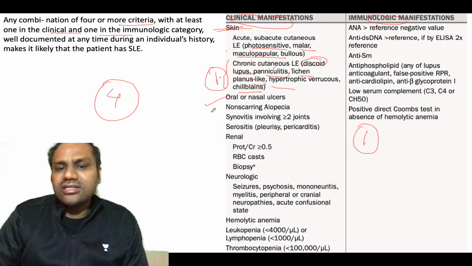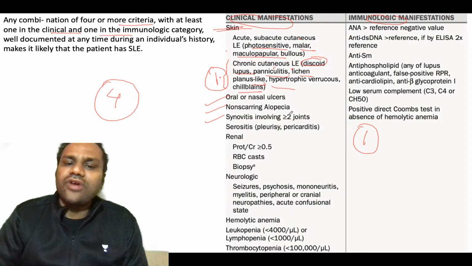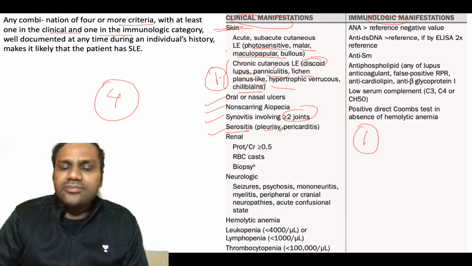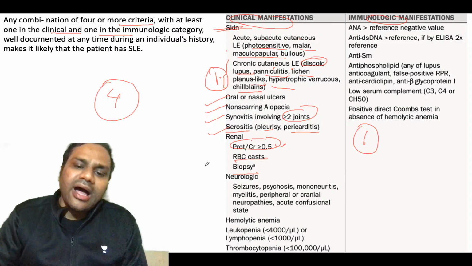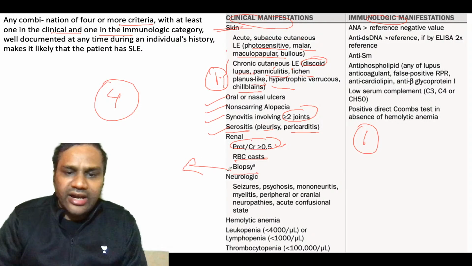You have oral and nasal ulcers, non-scarring alopecia. Synovitis is present in greater than 2 joints. Serositis is present: pleurisy and pericarditis. In renal, protein to creatinine ratio is greater than 0.5. You have RBC casts, and you can also do biopsies. In biopsy, what we will see is lupus nephritis, very soon.